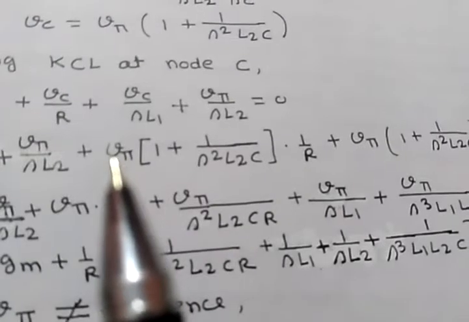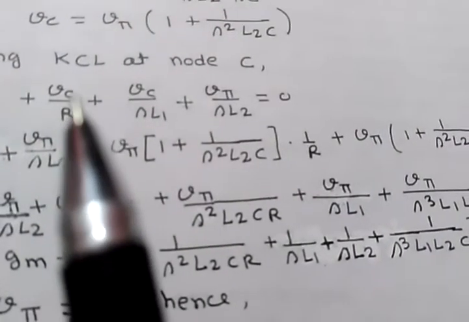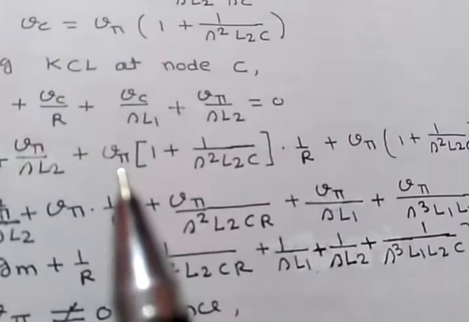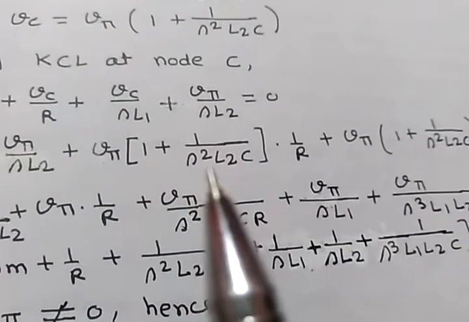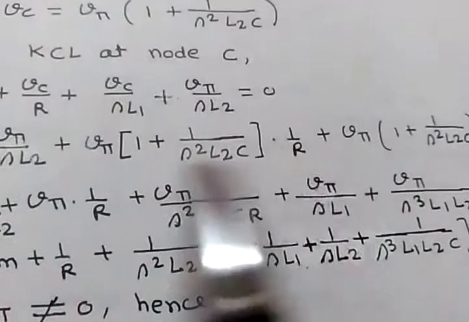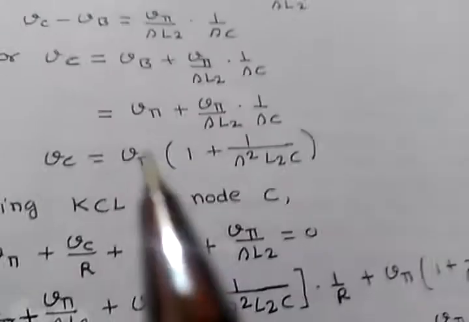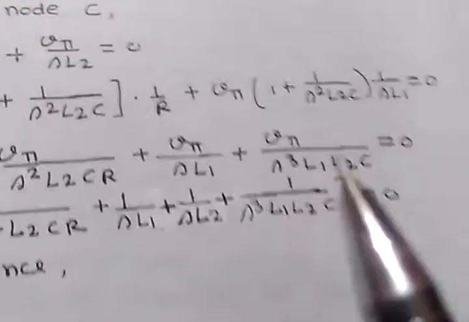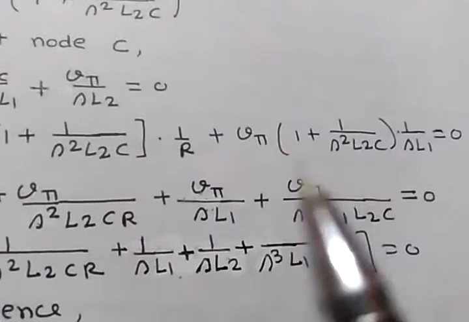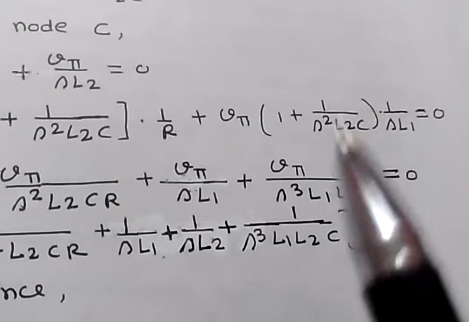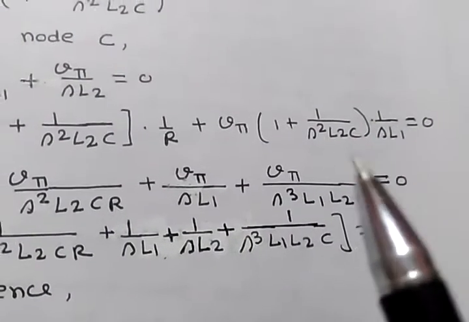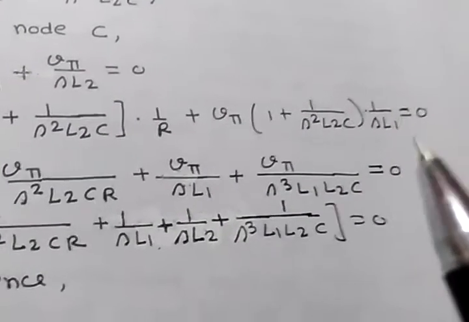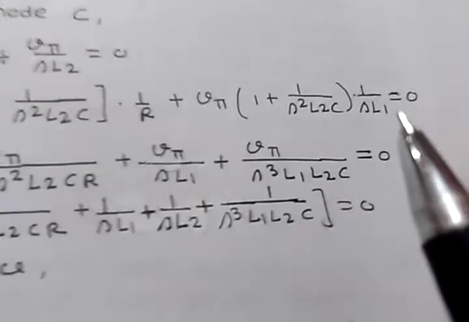Then at the place of VBC, write this V pi (1 plus 1 upon S square L2C) into 1 upon R. Similarly, at the place of VBC here, write the same thing, V pi (1 plus 1 upon S square L2C) into 1 upon SL1, equal to 0.